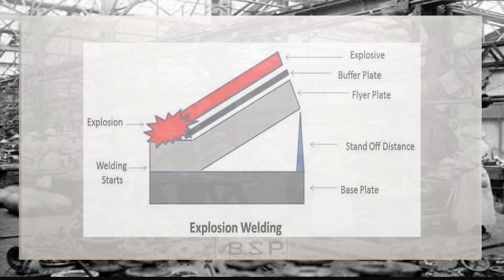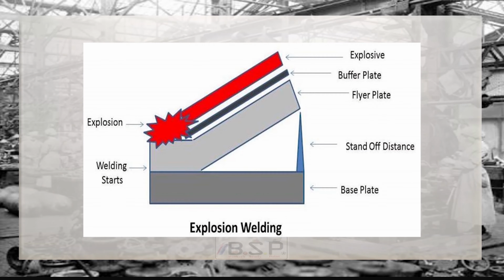In explosion welding, the two workpieces are kept at an angle to each other. On one of these, we attach a layer of explosive metal. With the explosion of that metal, the workpiece attains a high velocity. Due to this velocity, collision takes place between the two workpieces, which is how the welding takes place.